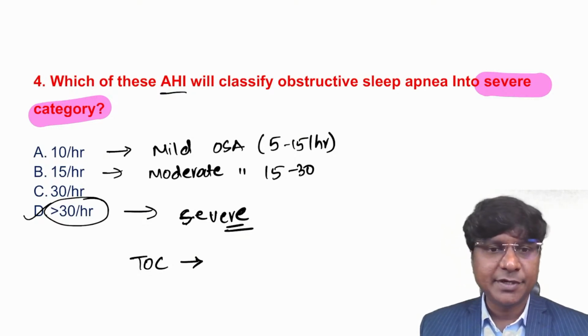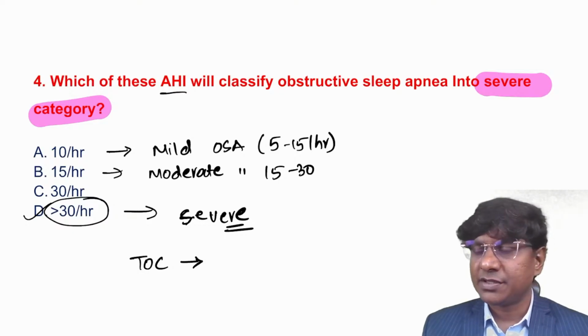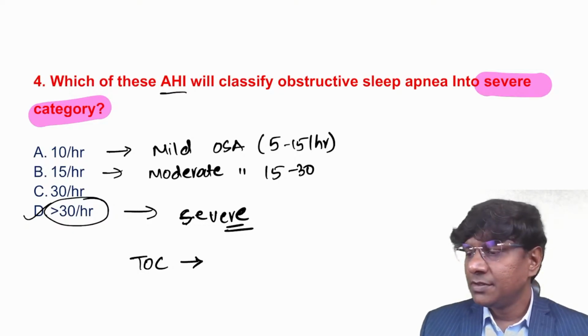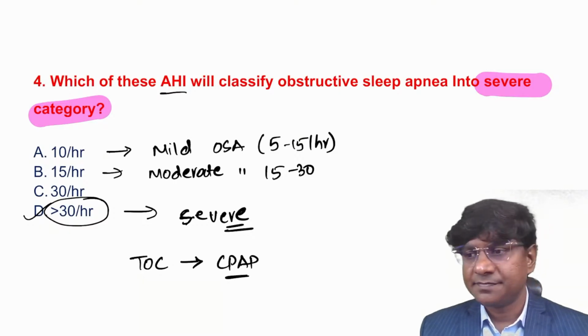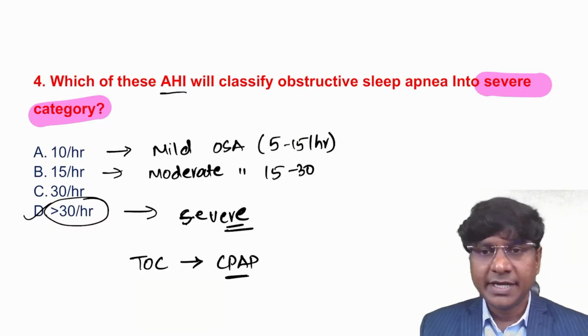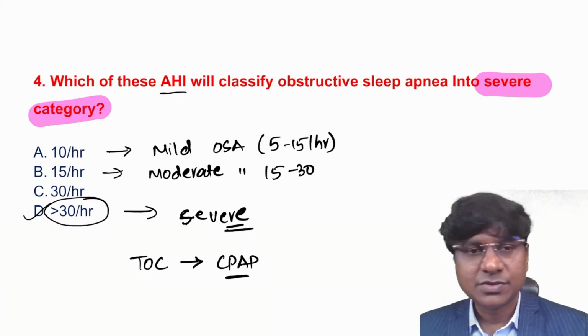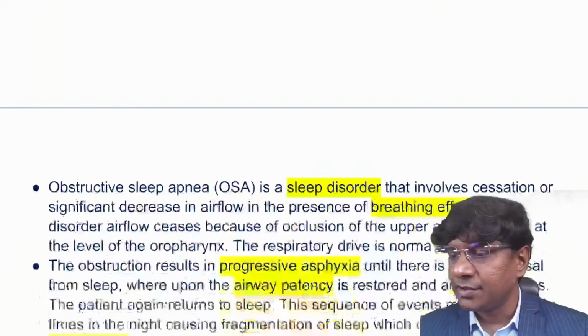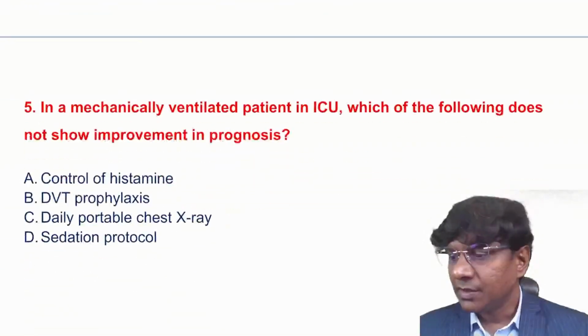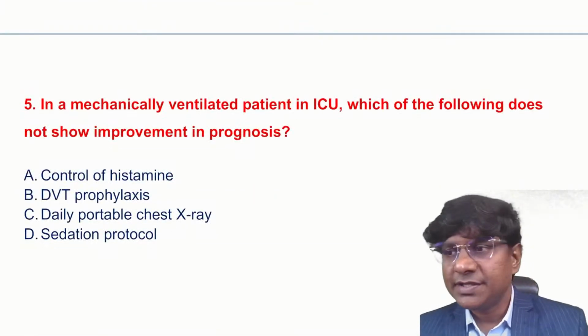So the treatment of choice in patients with obstructive sleep apnea will be continuous positive airway pressure ventilation. CPAP should be placed on these individuals for a better outcome. Okay. Now, that was one of the questions related to the respiratory system. Now, you see the next one.